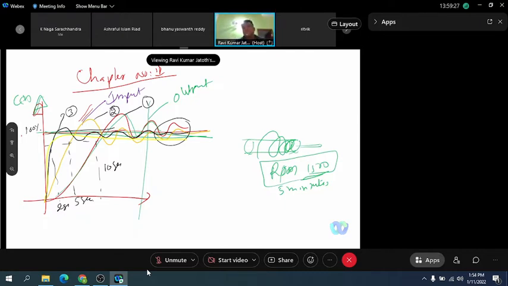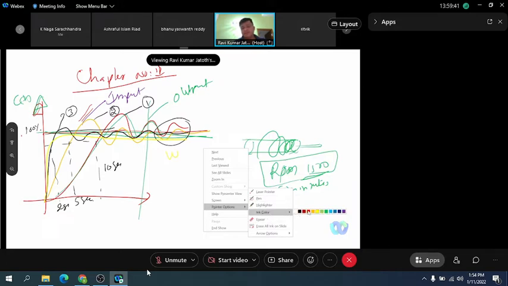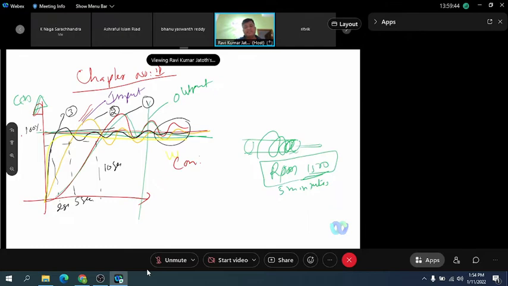Improving the steady state response and the transient response of a system, we try to do with the help of controllers. We design controllers, and controller design is what we are going to see in chapter number 4. Chapter 4 is about improving the behavior of the system by designing a controller. There are two kinds of systems we can design.